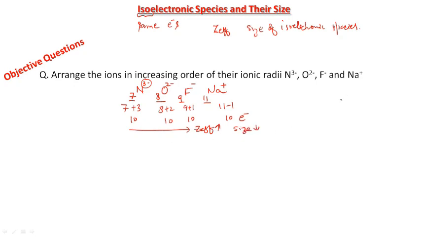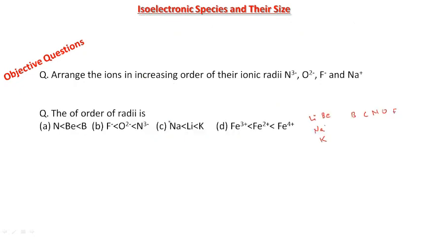Therefore, Na+ has a lesser size as compared to fluorine, O2- and N3-. So this is the correct order. In this question, it is asked to arrange all these in order of atomic radii.